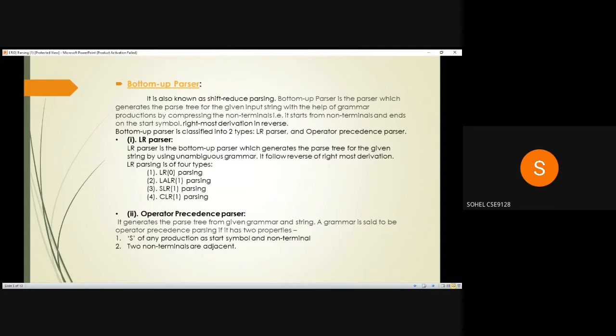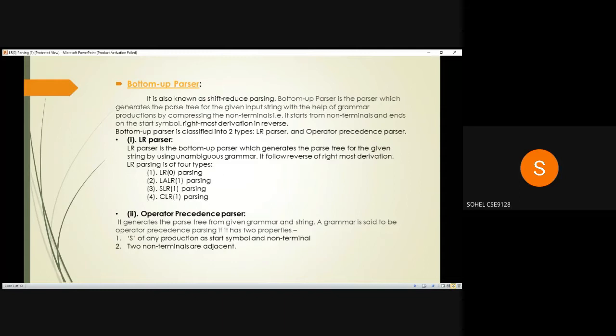LR parsing is of four types. The first one is LR0 parsing. Second one, LALR1 parsing. Third one, SLR1 parsing. And the last, CLR1 parsing.